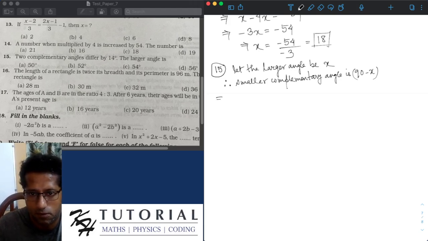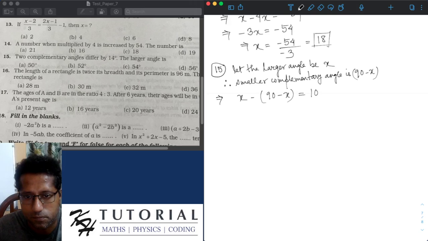Therefore, as per the problem, the difference means the difference of the larger angle and the smaller angle. So the larger angle is x and the smaller angle is 90 minus x. This is the difference, and this should be equal to 10 as per the given problem. So this is the linear equation we got. We have to solve this.